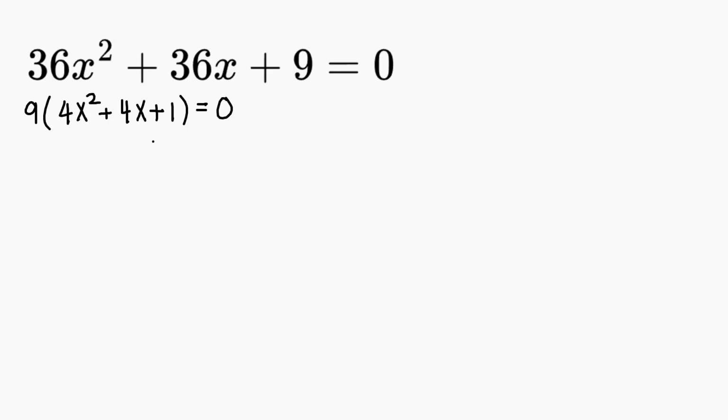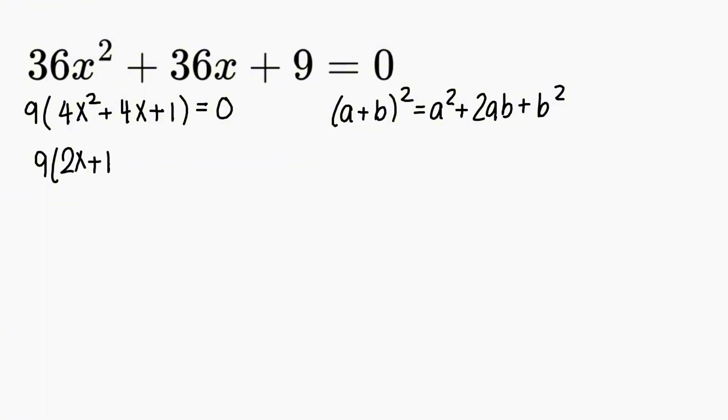And now, looking at this inner trinomial, does it look like the difference of squares or a perfect square trinomial? Yes, it's actually a perfect square trinomial. A perfect square trinomial will look something like a plus b squared equals a squared plus 2ab plus b squared. And as you can see, this is (2x) squared plus 2 times 2x times 1 plus 1 squared. Which means this is going to be 9 times (2x plus 1) squared equals 0.